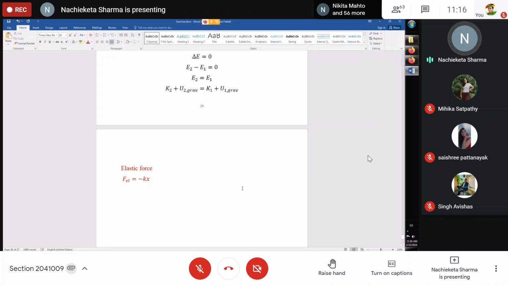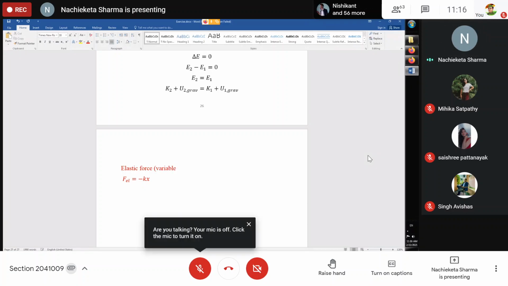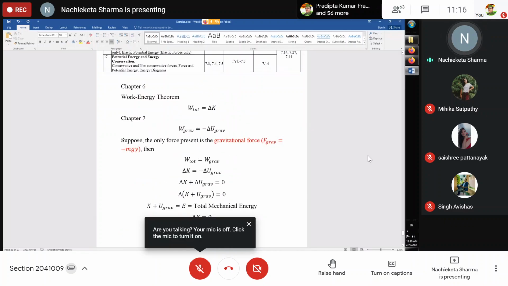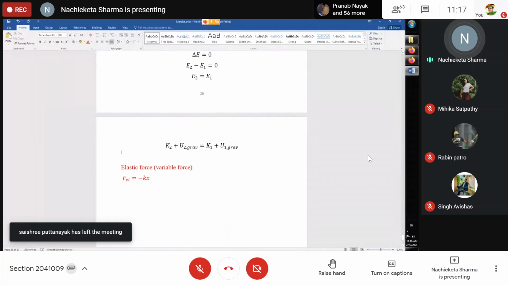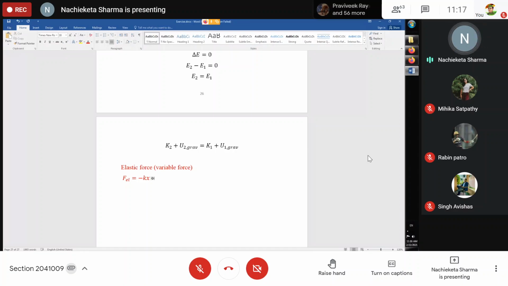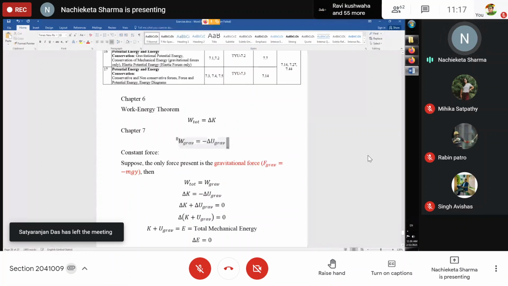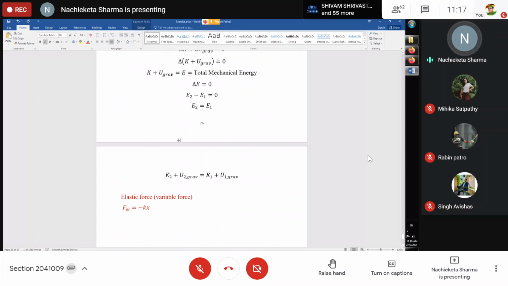Similarly, when elastic force is present, which is a variable force, this is an example of a variable force where the force is not remaining constant. Here we are dealing with a constant force, and the other one is a variable force. Even for the variable force, we can find out the work done by the gravitational force; I think I have also found out these equations for you.